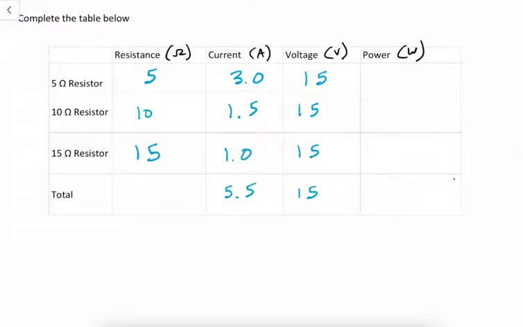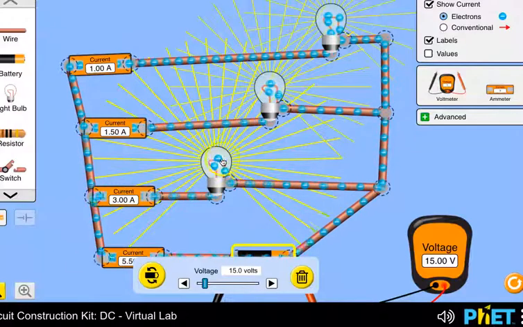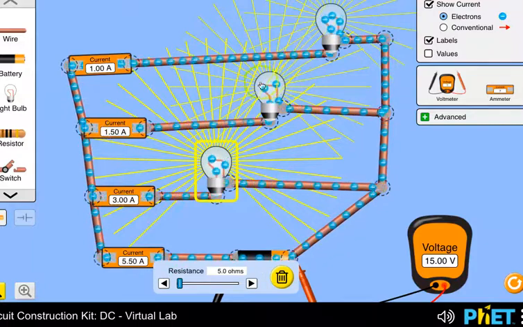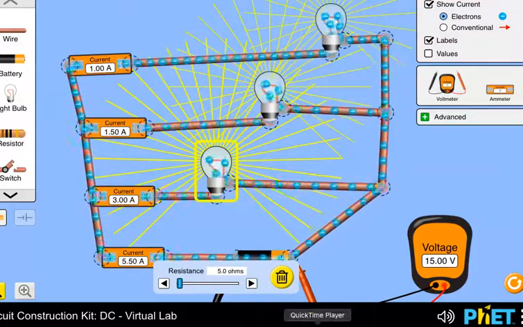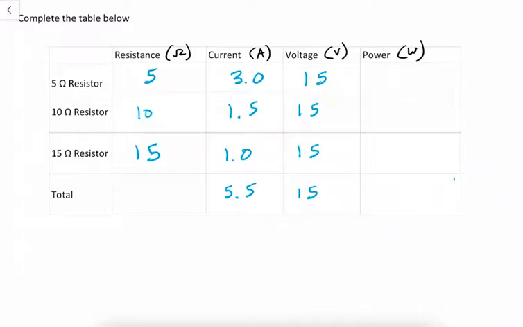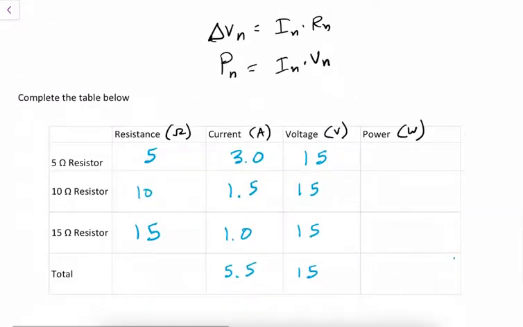All right, we have the data with 5, 10, and 15 ohms. My current flow would be 3 amps through the 5 ohm resistor, 1.5 through the 10, and 1 through the 15. And we have a voltage difference of 15 in each branch, including coming from the battery. We might remember these equations that are always true: the R of a resistor times the current traveling through that resistor is going to equal my potential difference across that resistor.